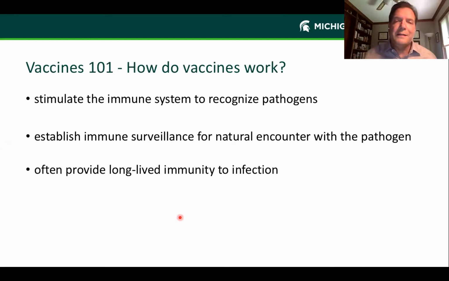That's one of the things that's the ultimate goal of a good vaccine, is to stimulate long-lived immunity. That's not always what happens with vaccines, and we'll talk about some examples of that. And finally, the idea is that once we vaccinate somebody, their immune system has a surveillance mechanism to deal with natural encounter with a pathogen, which may occur 2 weeks later, may occur 2 months later, may occur 20 years later. And so how long-lived immunity lasts after vaccination is an important point.